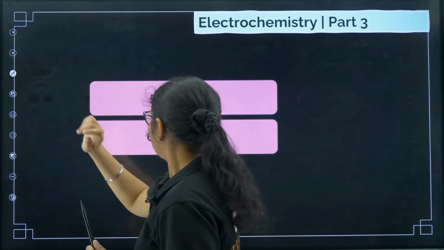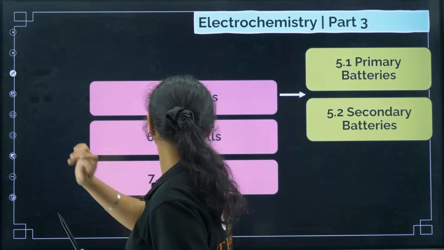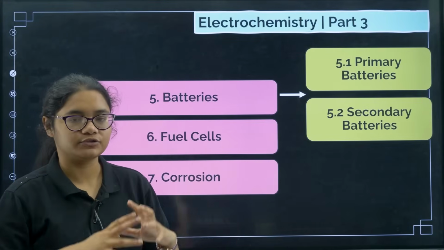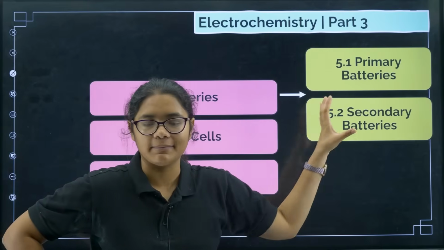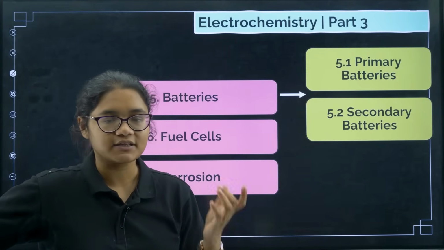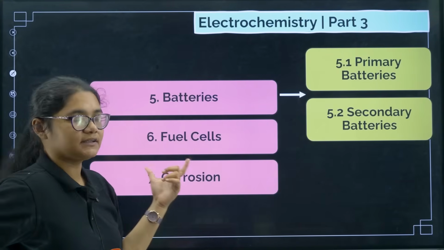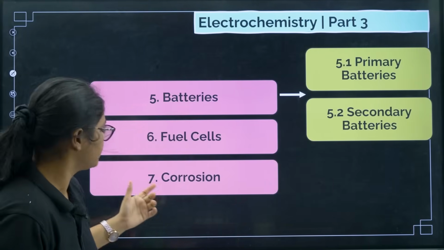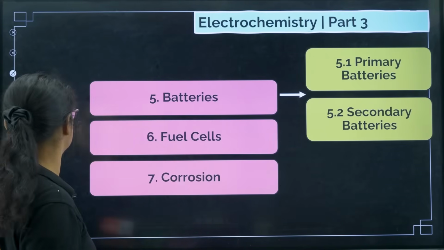Next, we'll go to the third part, which is batteries. This is mostly the theoretical part, not many reactions are there. Batteries are of two types: primary batteries and secondary batteries. Primary batteries are those which cannot be recharged. It is one-time use. Secondary batteries are those which can be recharged. Then we'll discuss what a fuel cell is, the hydrogen oxygen fuel cell. Then we have corrosion. We'll talk about corrosion, why it is a redox reaction and what reaction takes place here.